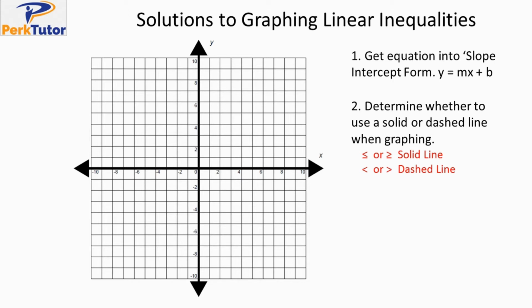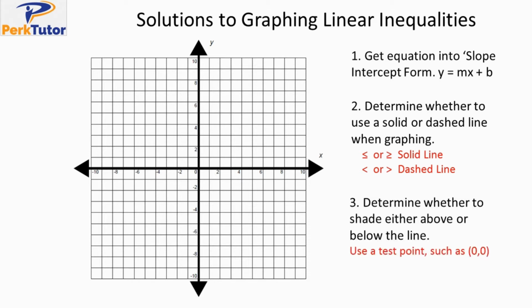Secondly, you need to determine whether to use a solid or a dashed line when graphing. Less than or equal to or greater than or equal to will be a solid line. All else will be dashed lines. Next, you need to determine whether to shade either above or below the line, and it's best to use a test point.